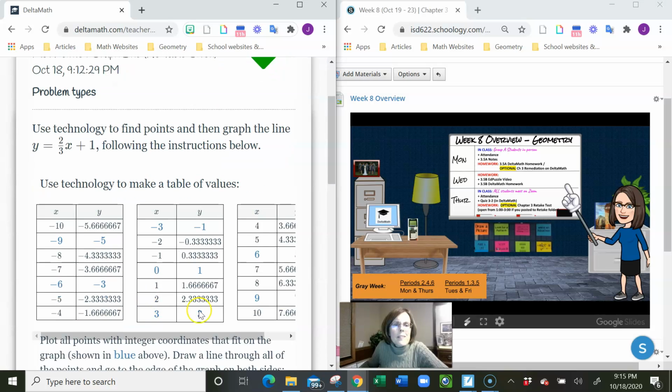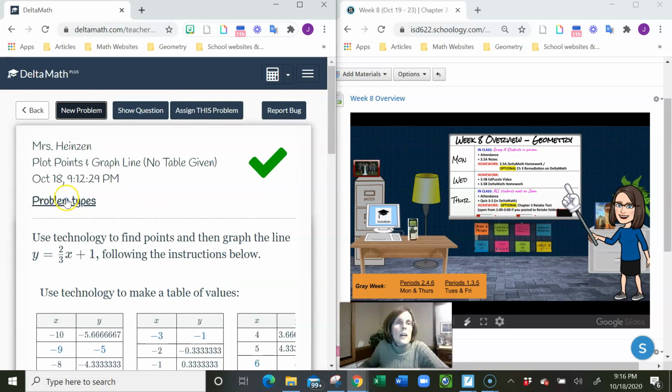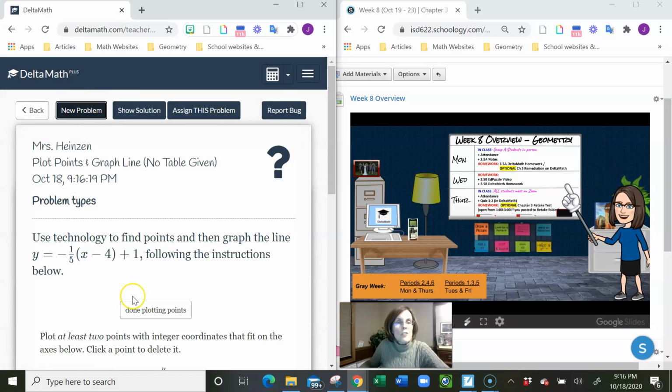And they'll show me what some of the values are if you used a table, and I will show you on the next problem how you actually can find a table using technology. But if you have an equation that's in slope-intercept form, you should be able to plot it just by using the y-intercept and your slope. All right, so let's try another problem. Let's find one. So again, this is one that you should be able to graph yourself. I'm going to keep finding a problem until we find one where it is not in slope-intercept form. For instance, this one. So this one, we would want to use technology.